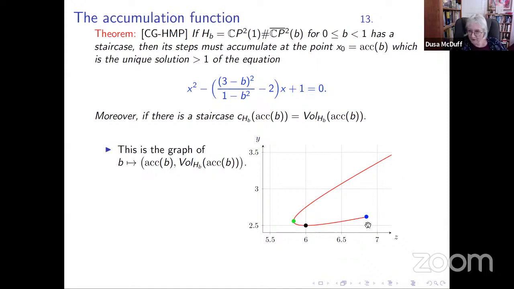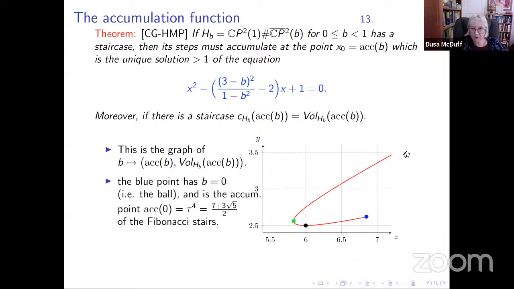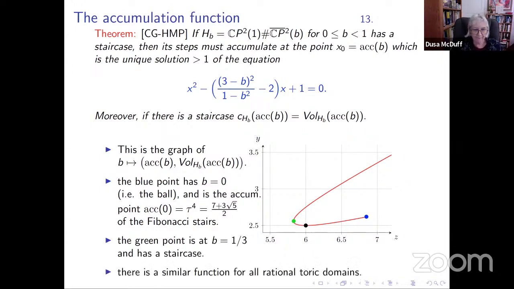Then as b increases, the volume at that accumulation point decreases and takes a minimum at 6, and then the accumulation point still decreases until you get to the minimum accumulation point, and this is the staircase at a third. So this is a very special point, the staircase at a third, and then it starts increasing again and goes up like that. So that's what this graph looks like. The blue point has the Fibonacci staircase, and the green point is at a third with a staircase.